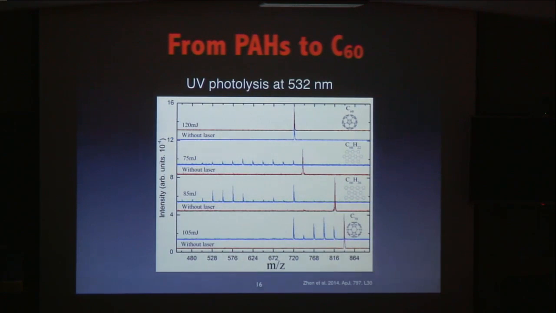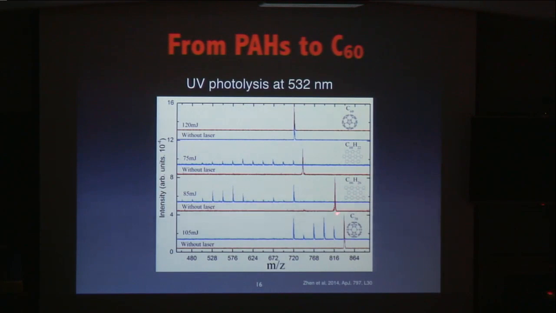Here's the same at slightly different wavelengths, 532 nanometers, and we picked that wavelength because at that wavelength C60, the fullerene, does not absorb, and so therefore it is stable and stays at C60. You can see that C70 starts to lose carbon atoms 2 at a time, and while it does that, it shrinks until it reaches C60, and then it is stable. It stays there.